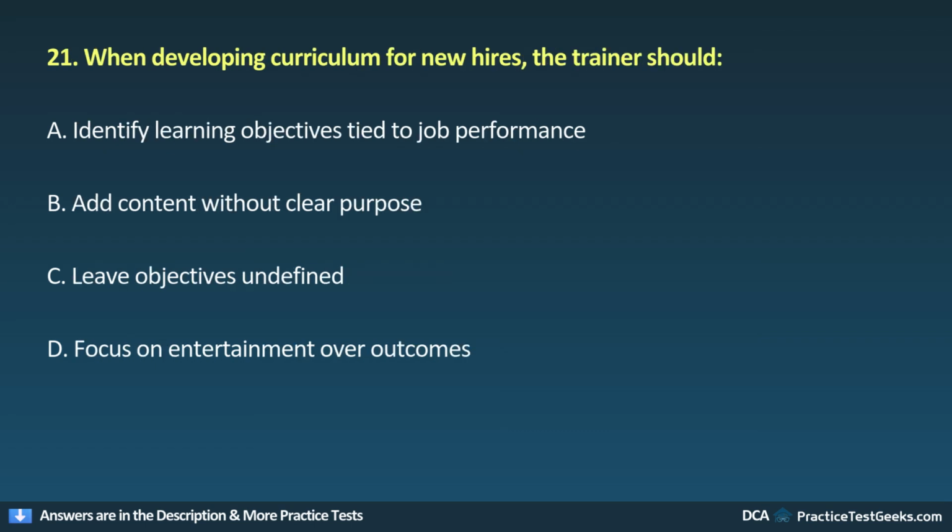21. When developing curriculum for new hires, the trainer should A. Identify learning objectives tied to job performance. B. Add content without clear purpose. C. Leave objectives undefined. D. Focus on entertainment over outcomes.